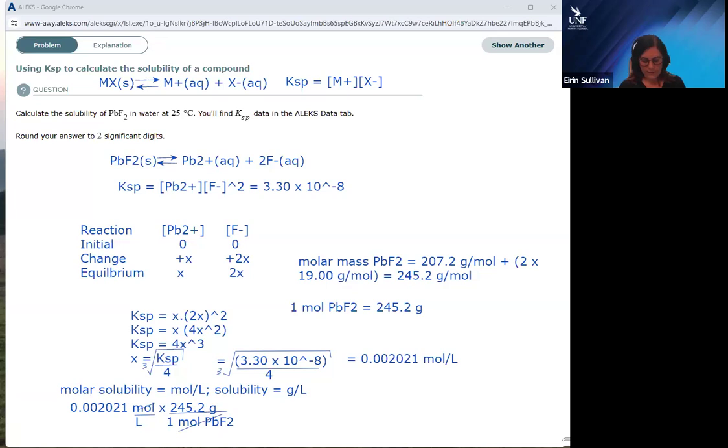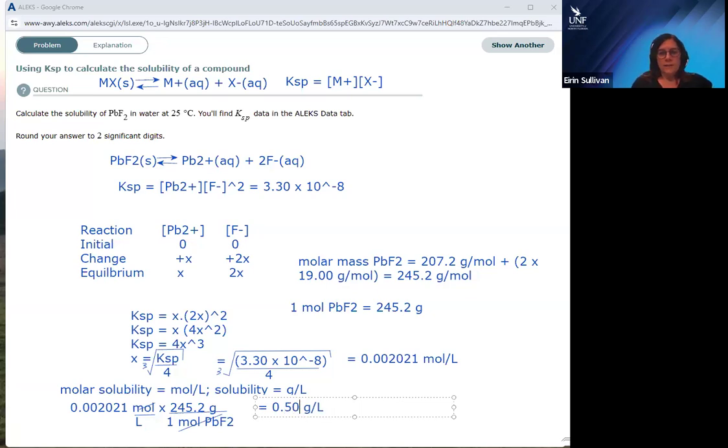So drum roll, please. If I stick that on my calculator, 0.4955 grams per liter. And we are asked for 2 significant digits. So 0.4955 to 2 significant digits. That is a 5 there, so we've got to round up. So that will be 0.50 grams per liter.